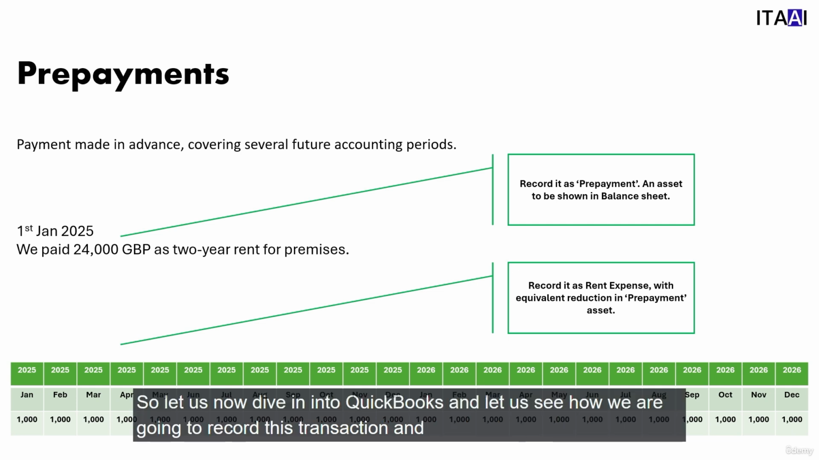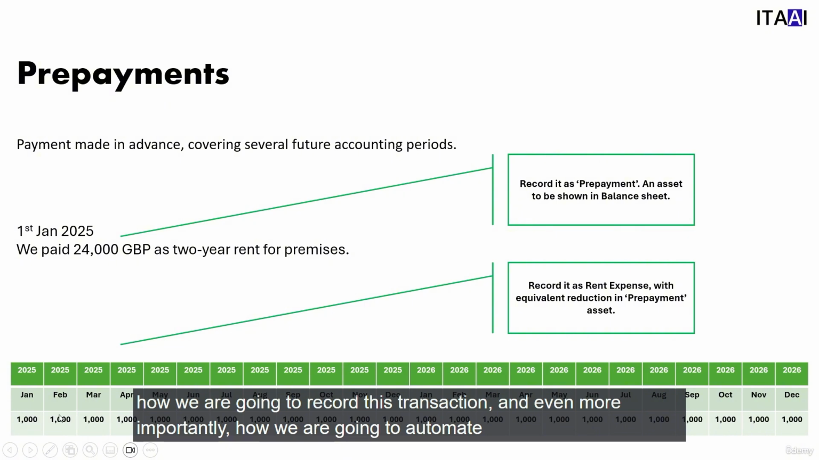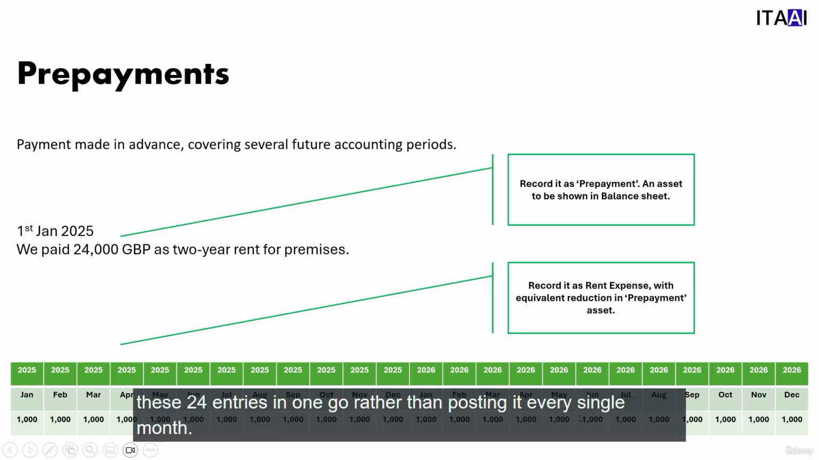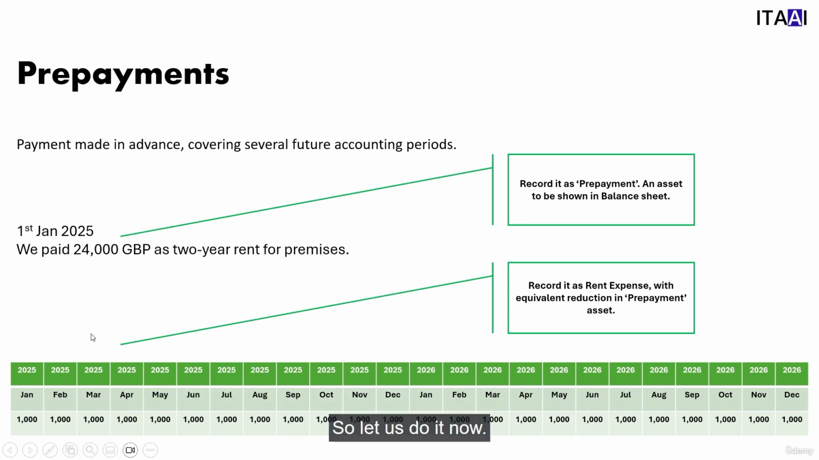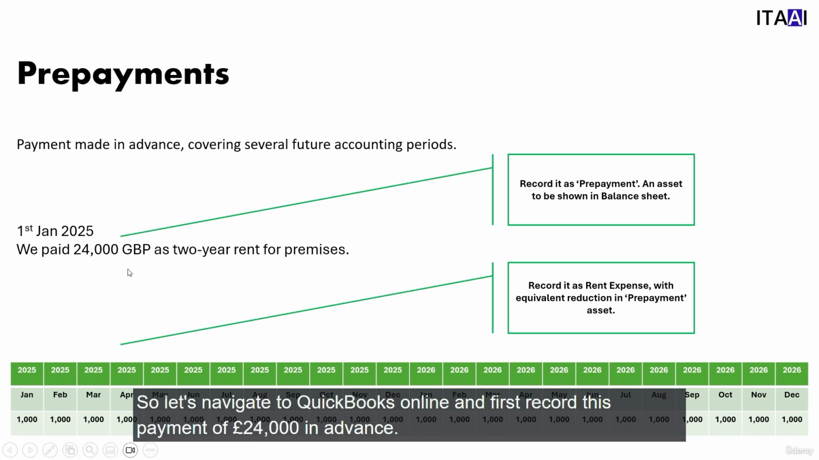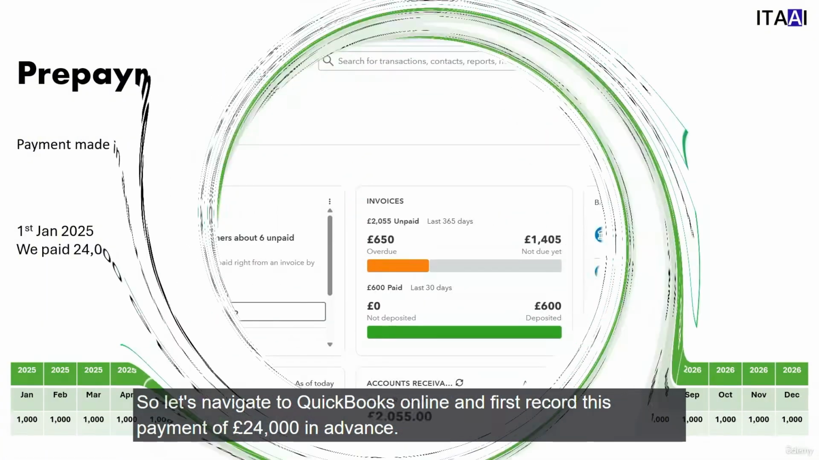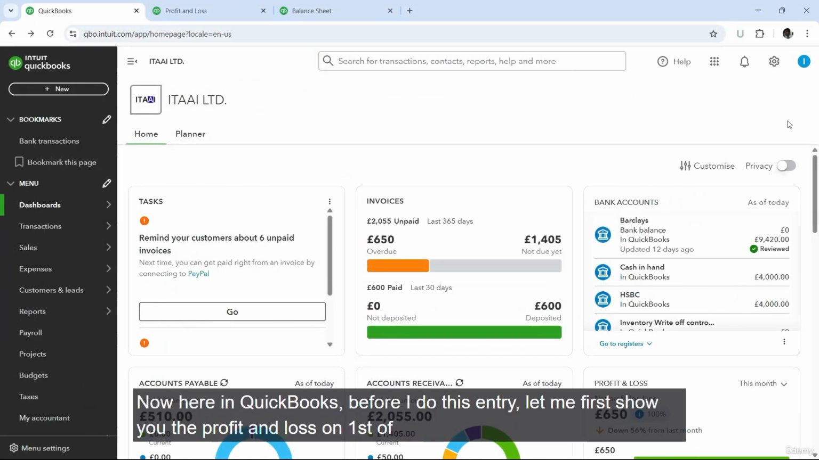So let us now dive into QuickBooks and see how we are going to record this transaction, and even more importantly, how we are going to automate these 24 entries in one go rather than posting them every single month. So let us do it now. Let's navigate to QuickBooks Online and first record this payment of £24,000 in advance.